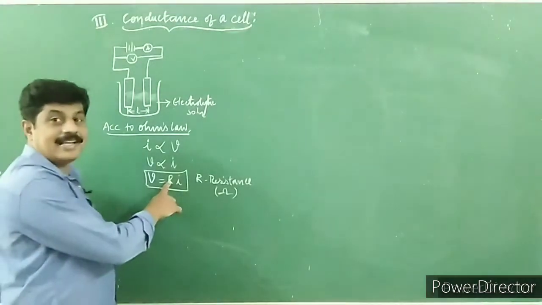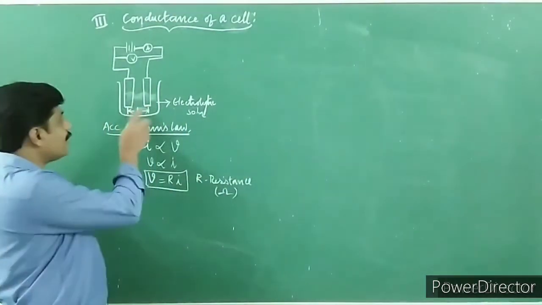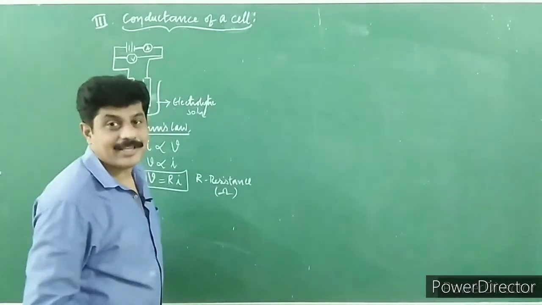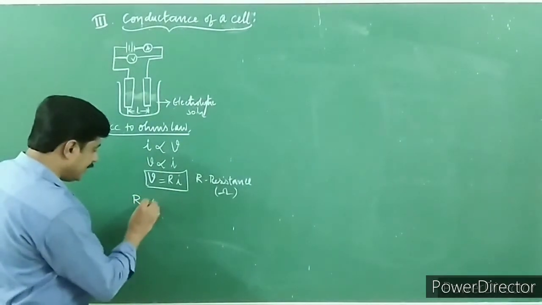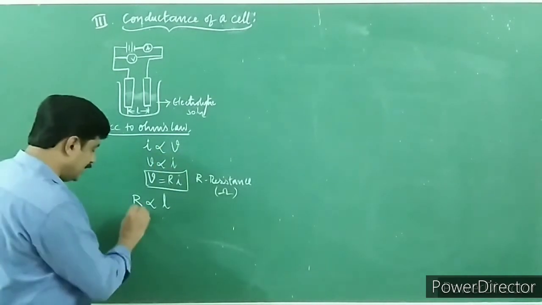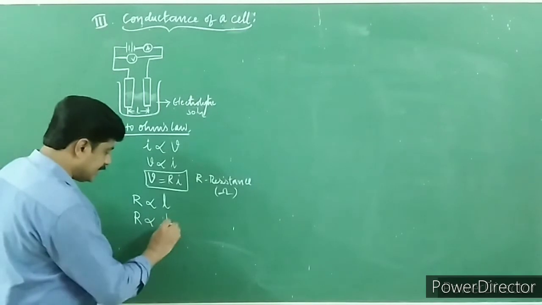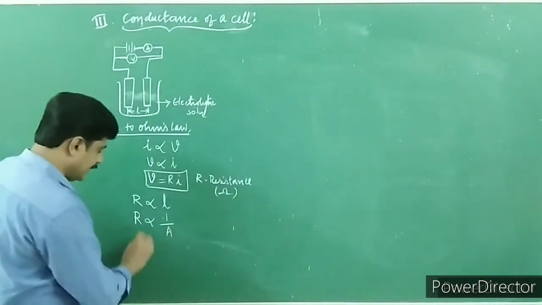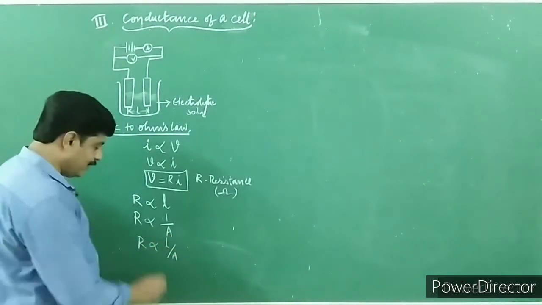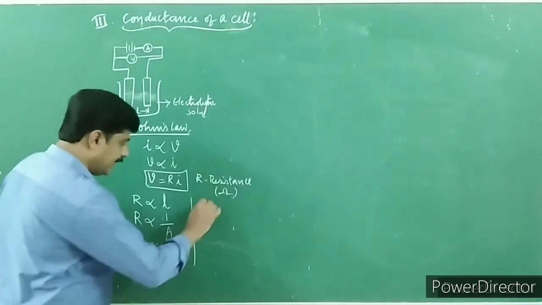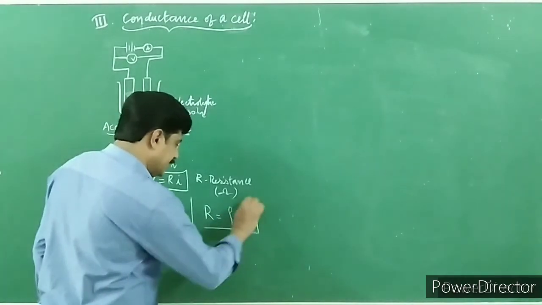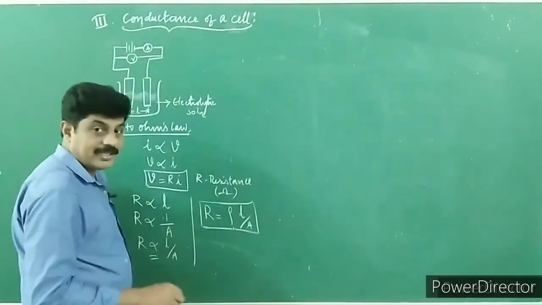Children, resistance is directly proportional to the distance of separation between the electrodes and inversely proportional to the surface area of the electrode. R is directly proportional to distance of separation between the electrodes, that is L. Not only that, R is inversely proportional to the surface area of the electrode. In that case, R is directly proportional to L by A. Hope you're getting. Now let me remove this proportionality sign. R is equal to rho into L by A. This expression is important for solving some of the numericals later.